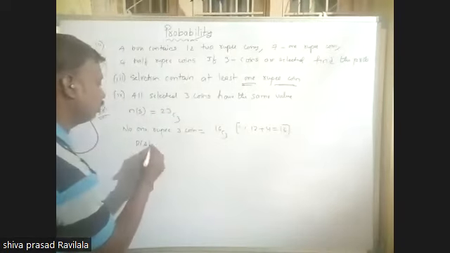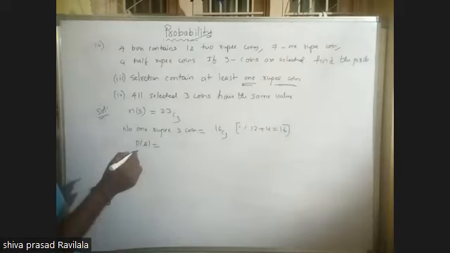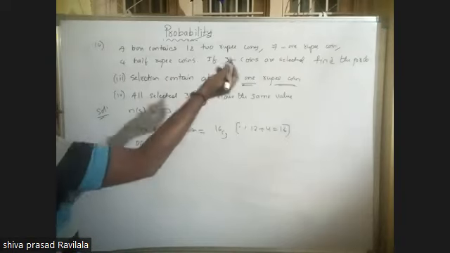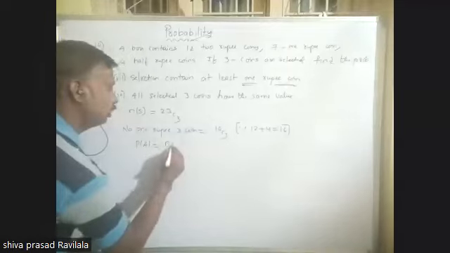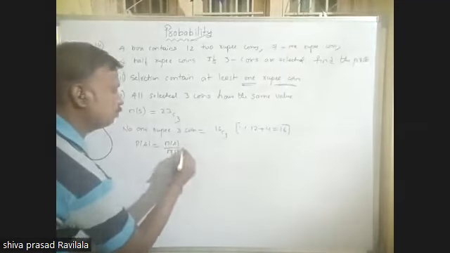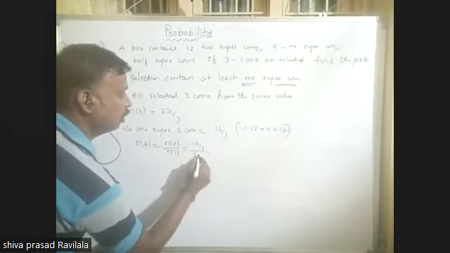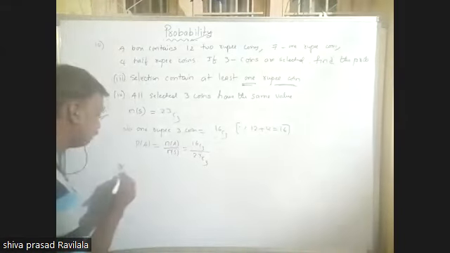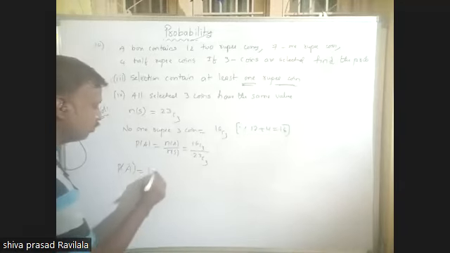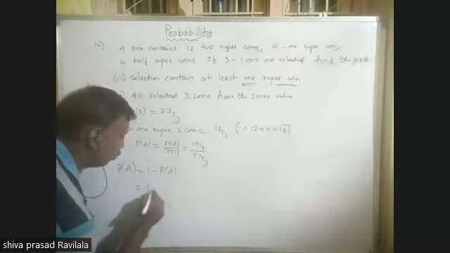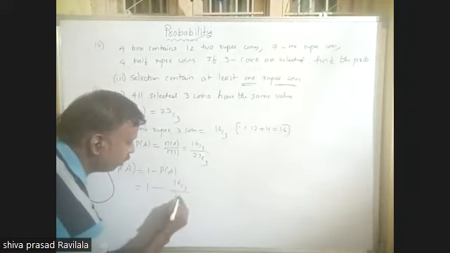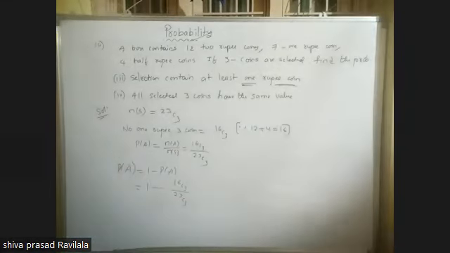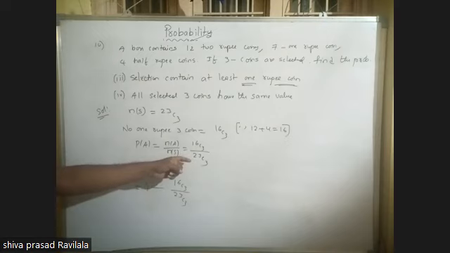Therefore, P of A is the probability of selecting without a 1 rupee coin. That is equal to N of A by N of S, which is 16C3 by 23C3. Now A complement, what is A complement? Including that one. That is 1 minus P of A, equal to 1 minus 16C3 by 23C3. Here we are taking no 1 rupee coin.